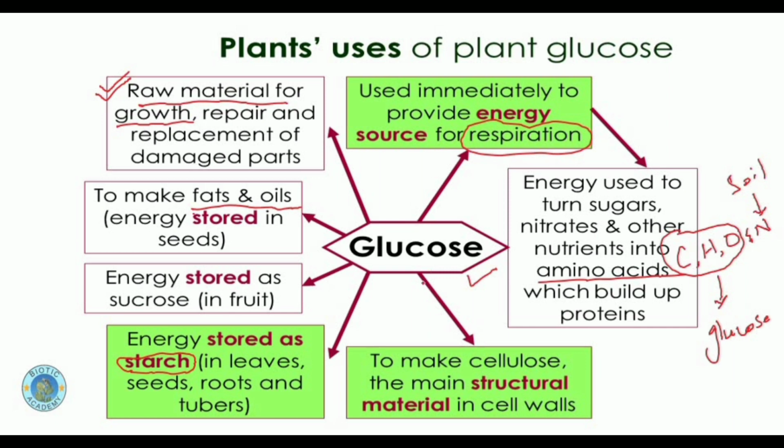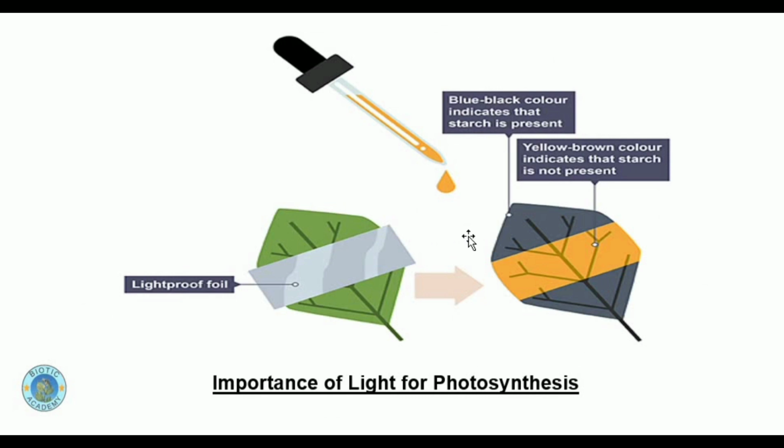So in this way you can see how a plant uses glucose in many diversified pathways in its metabolism. Now, for the formation of glucose to continue the process of photosynthesis, in my last video we discussed the importance of chloroplast and chlorophyll. In connection with this topic of glucose and photosynthesis, we will discuss one more experiment where we will find out the importance of light for photosynthesis.